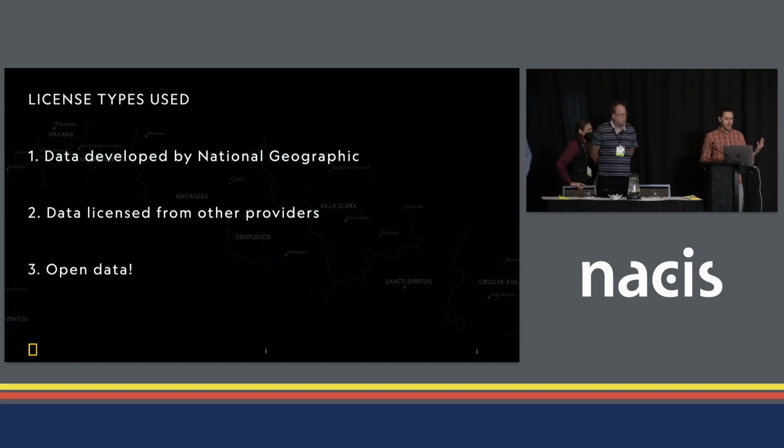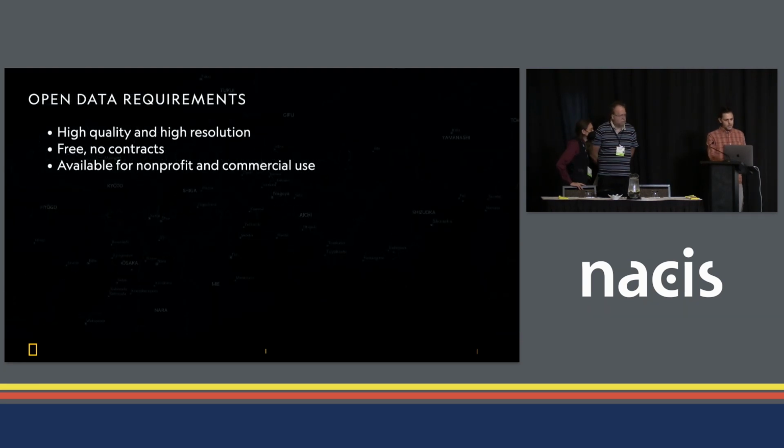So this is from a variety of licenses, and I'll talk about the different licenses that we used. So open is kind of a broad term. This was our requirement here. It had to be high quality and high resolution. We need to be able to do this at large scale. You can find a lot of open free data out there, but it's not necessarily large scale or high quality. We wanted it to be free, and beyond that, we wanted to not have any strings attached. So no contracts that we had to renew over time.